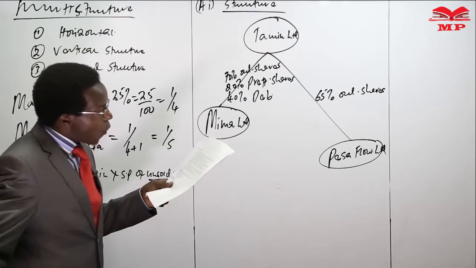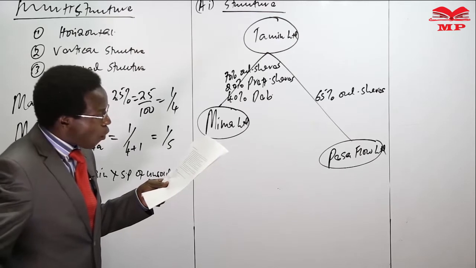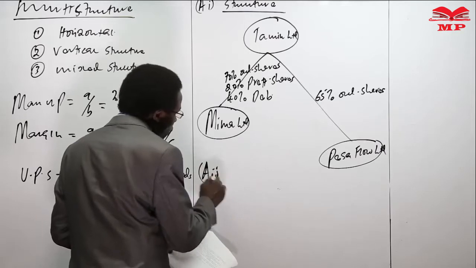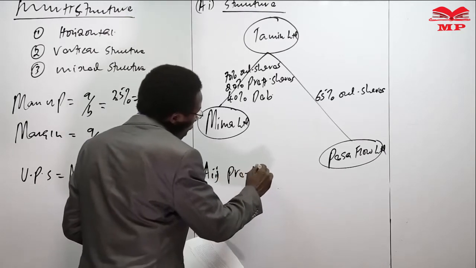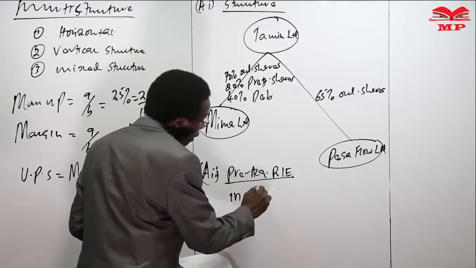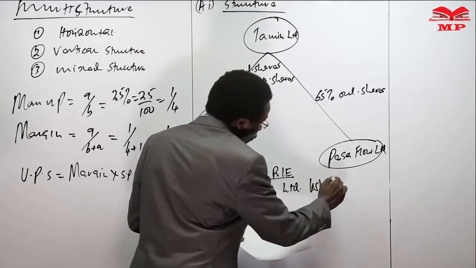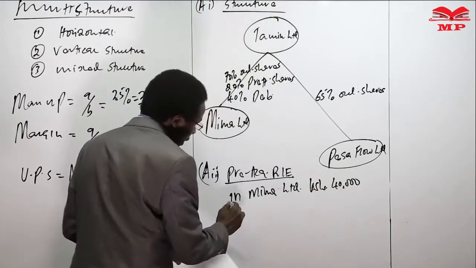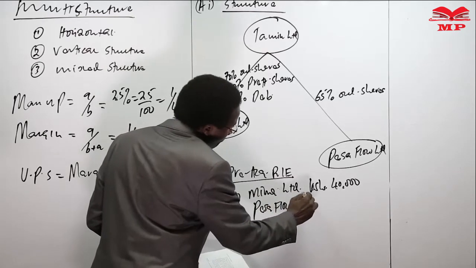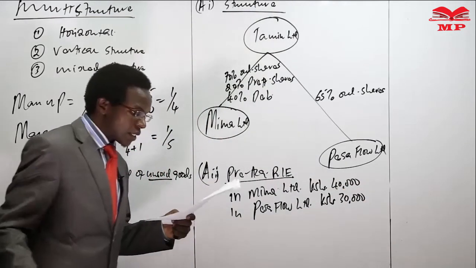Then we have also been told in the analysis note number 4. Before that, in analysis Roman 2, we have been told the pre-acquisition retained earnings. In Mima Limited, it is Kenya shillings 40,000. We'll use that. In Pesaflow Limited it is Kenya shillings 30,000. That is perfect, as you can see there.